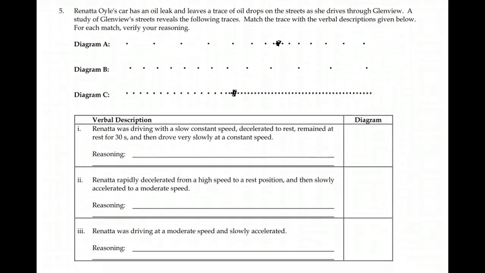Alright, so we're going to try to match the statements below with the pictures left behind. Two key spots: anytime you see a group, like several drops in one place, that's an indication that during that time our person or our car has stopped. Okay, so here are the traces, and we're going to try to match those up.